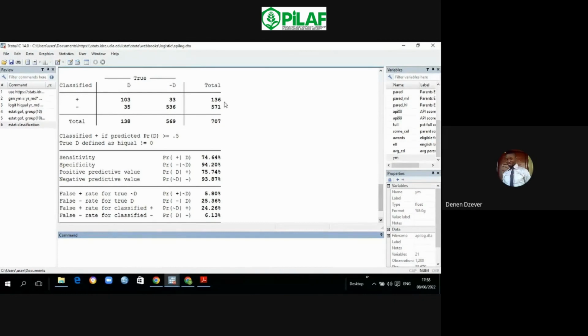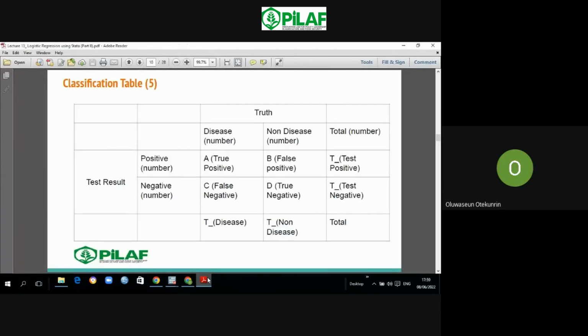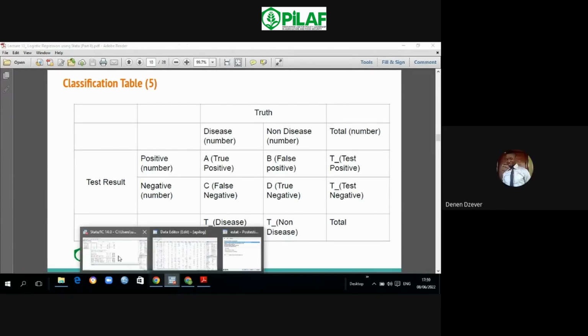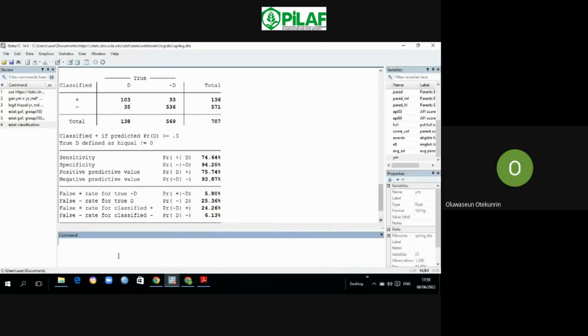The next one is false negative rate for classified negative. So you go to where you have the negative classifications. That is our row 2. So we have false negative, then we have true negative. That's 35. So you have 35 over 571 times 100.